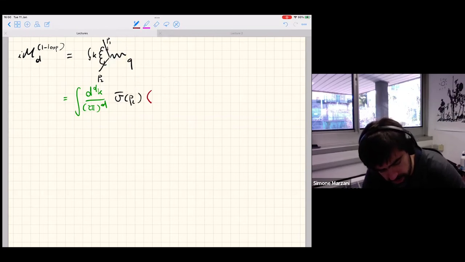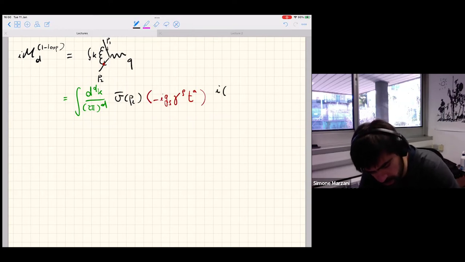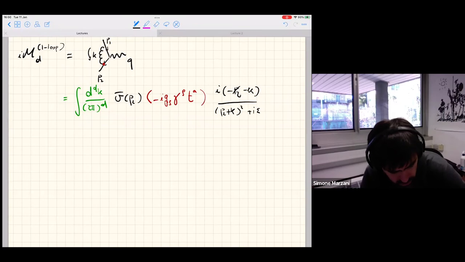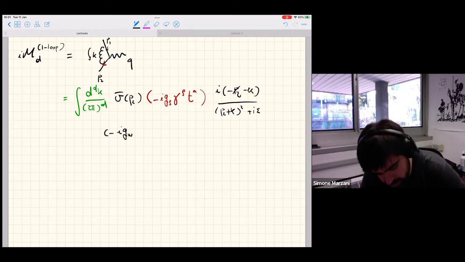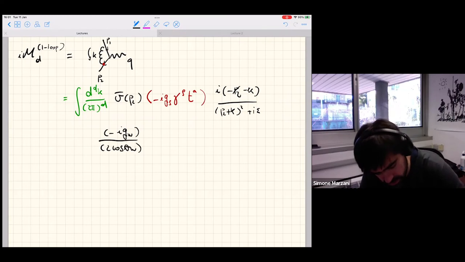Then I have the QCD vertex, minus i g_s gamma rho T^A. Then I have the fermion propagator, i times minus K slash, divided by (P2 plus K) squared plus i epsilon. So then I have the electroweak coupling. I'm going to write W to distinguish from this, divided by 2 cos theta W. That's the same as in the leading order case.